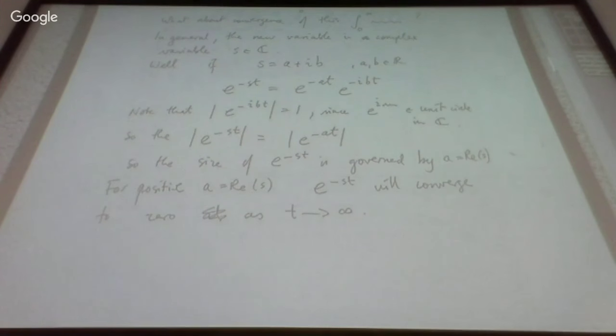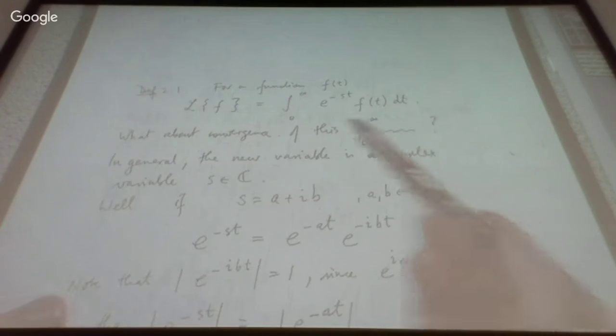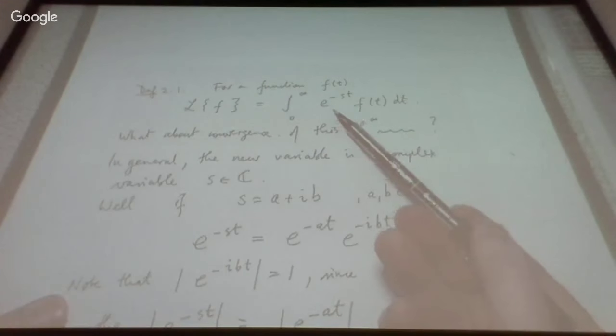So at least for values of the complex variable s which have positive real part, that exponential does converge to 0 as t goes to infinity. So as you're integrating from 0 to infinity on t, that factor e to the minus st that you're multiplying f of t by is converging to 0. And it converges to 0 quite fast.